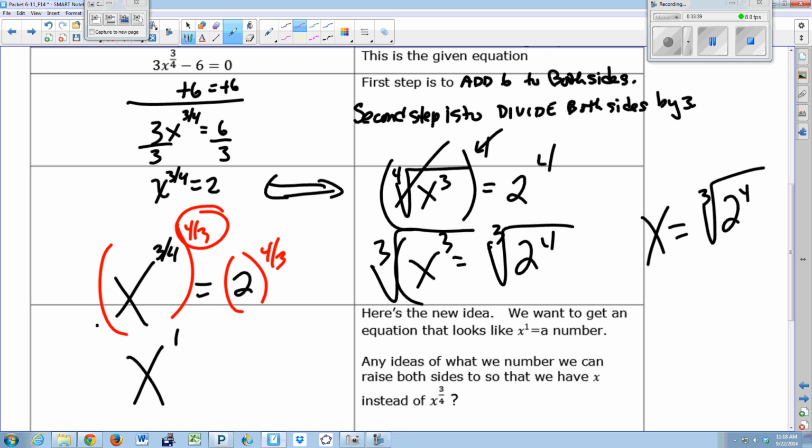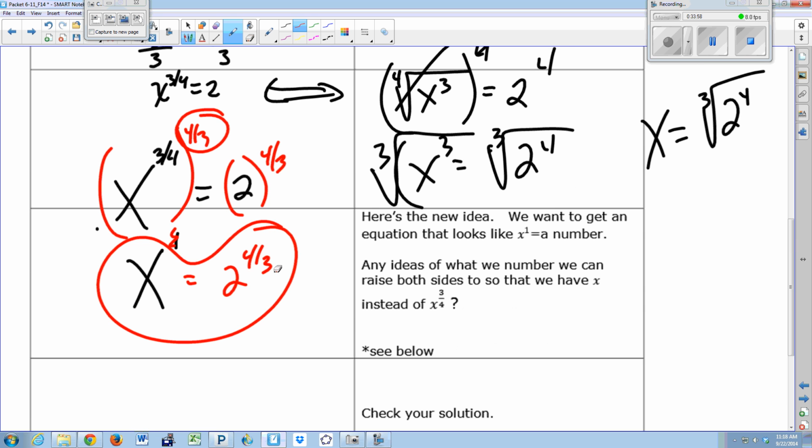So the number I multiply 3/4 by to get the number 1 is its reciprocal, 4/3, because 3/4 times 4/3 is 12/12. So whatever I do to one side, I've got to do to the other, and there's our answer. X equals 2 to the 4/3, and you can leave it just like that, 2 to the 4/3. If I ask you for the exact answer, this is what you give me.